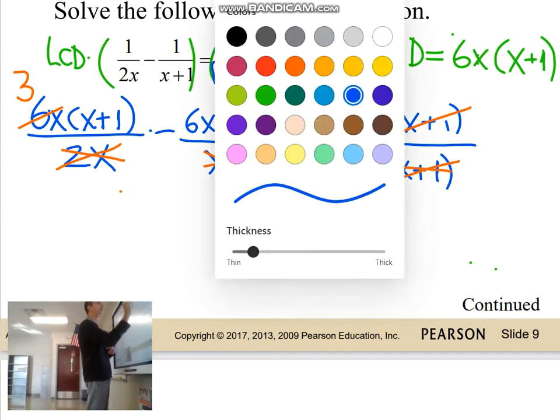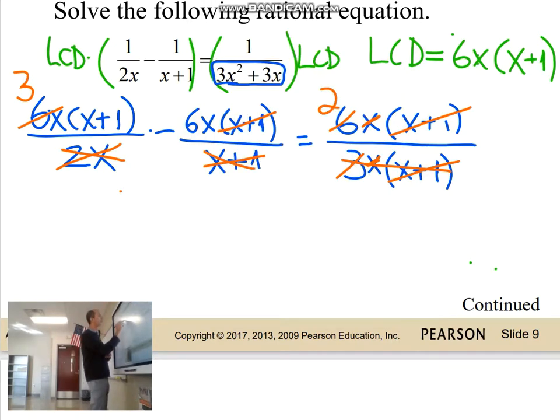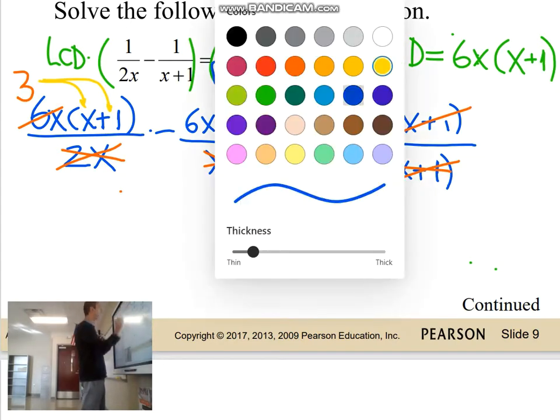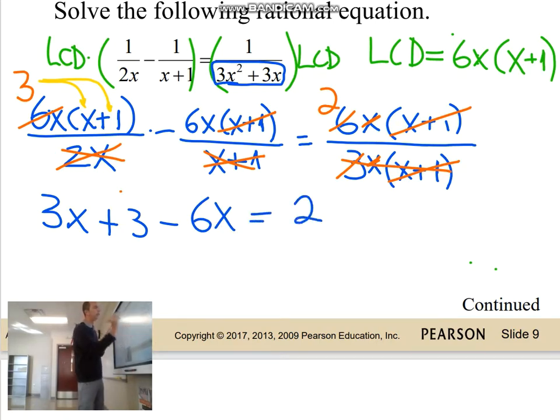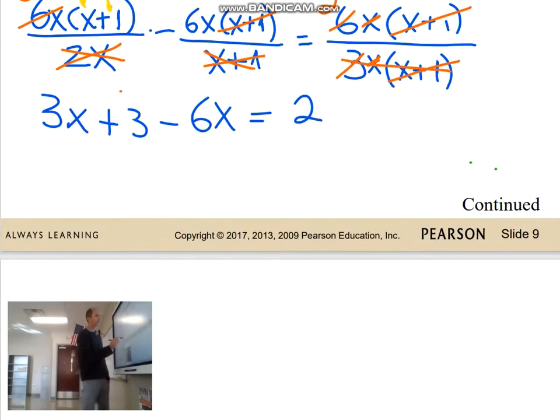let's apply the distributive property so we can save time, okay? Distributive property, 3 times x plus 1 is 3 times x, 3x, 3 times 1, 3, negative 6x is the only thing, and on the other side we have just 2. That's it. Nice. Cool.